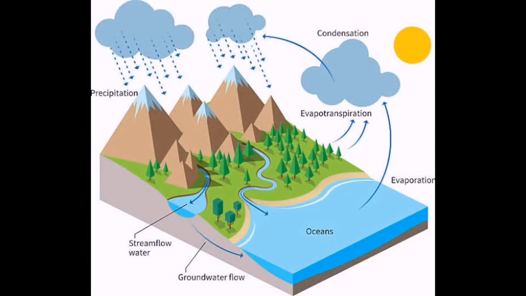It has three major processes: the evaporation, condensation, and the precipitation. Additional information, we also have the transpiration.